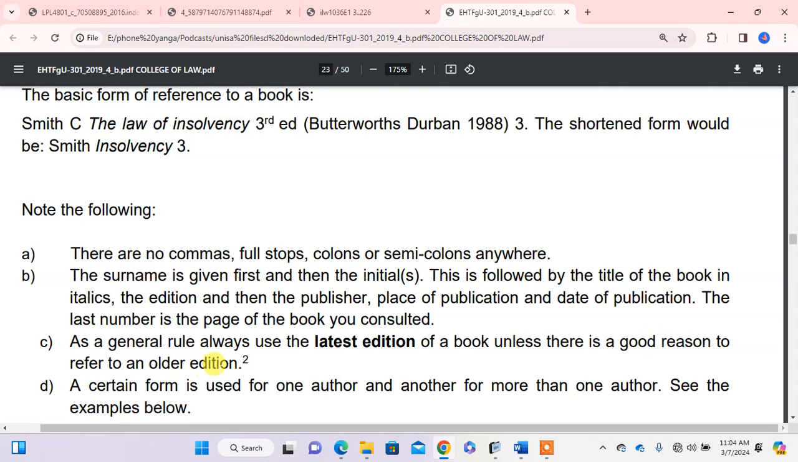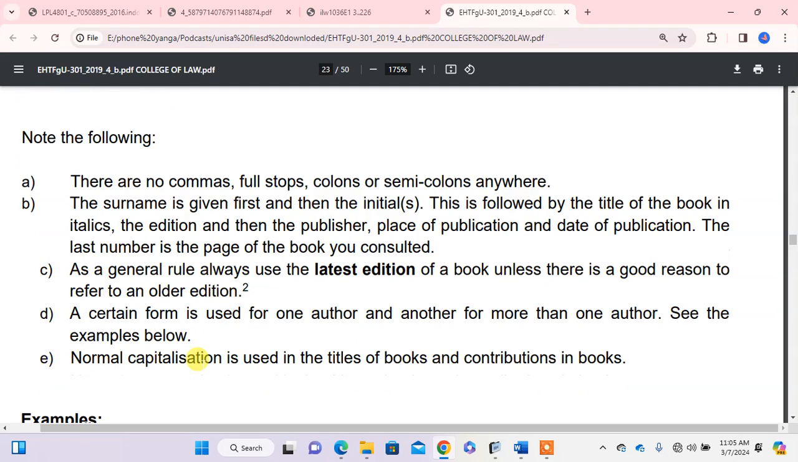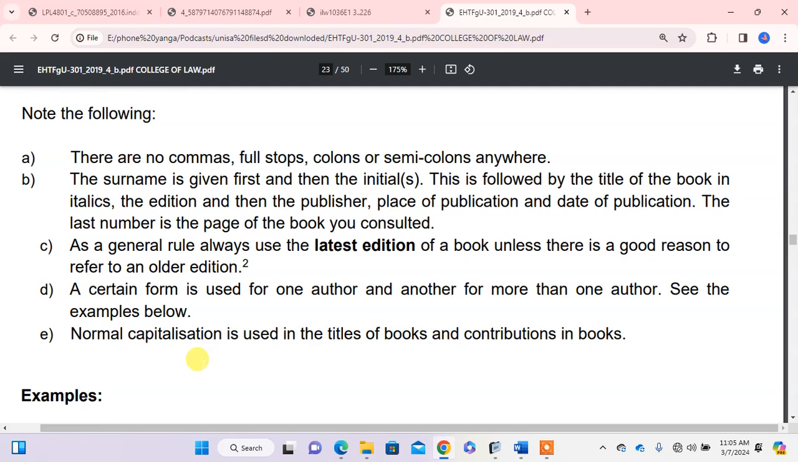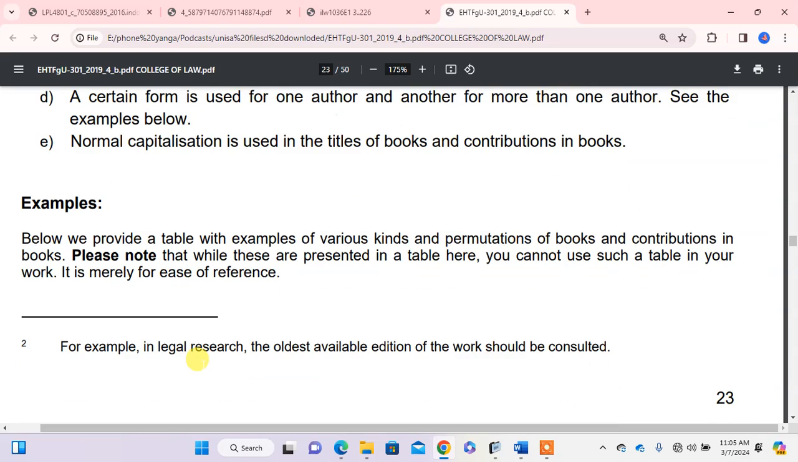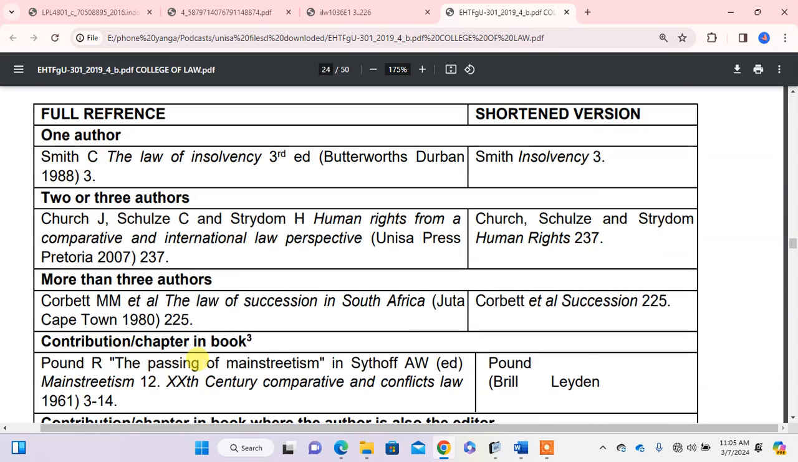A certain form is used for one author and another for more than one author. See the example below. And then they say normally capitalization is used in the title of books and contributions in books. Then here are the examples of the full references and the shortened versions of the references. Where there are 2 or 3 authors, they stated them as number 1, number 2, and number 3, and the book is the same. Where there are more than 3 authors, they showed you that you only pick up one, because you cannot write all of them.